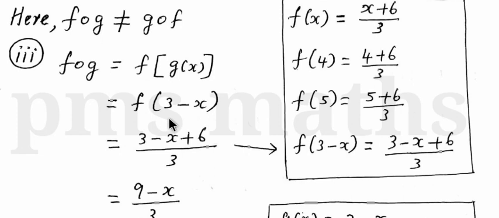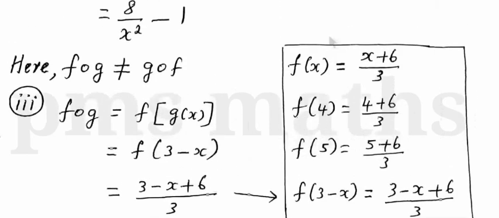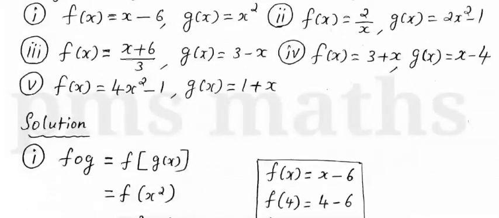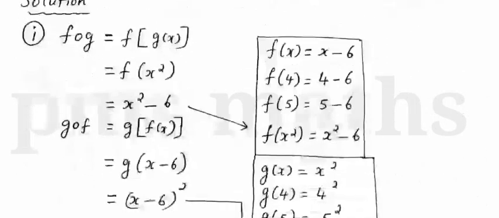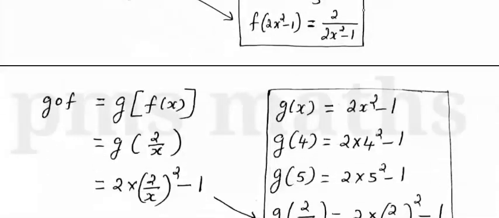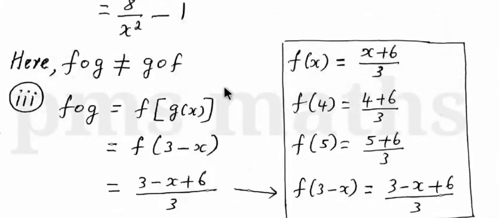What's the value of f of 3 minus x? It is nothing but 3 minus x plus 6 whole divided by 3. What's the reason? What's the value of f of x in the third one? f of x is nothing but x plus 6 whole divided by 3. Then find out f of 4 and f of 5. Here 4 plus 6 by 3, here 5 plus 6 by 3. That means just substitute x is equal to 4 here and x is equal to 5 here.